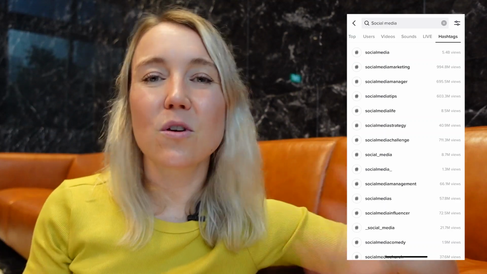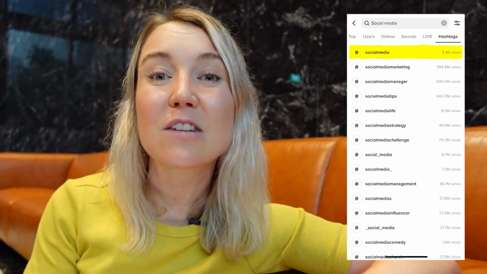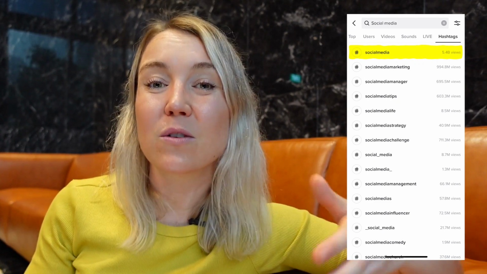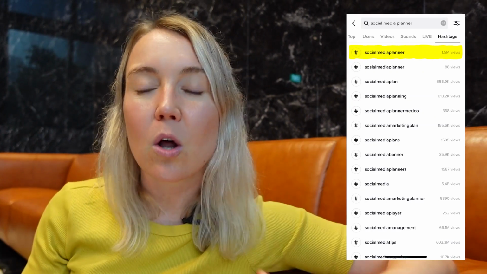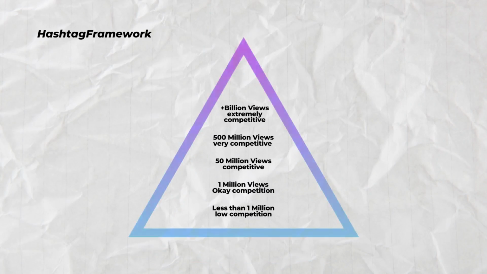Let's take the example of social media. This has billions of views on this TikTok hashtag, so it's a really competitive hashtag on TikTok. Whereas if we look at social media planner, this has a lot less views, so it's a less competitive hashtag on TikTok. This is the TikTok hashtag framework when selecting TikTok hashtags. You can see that hashtags that have over 1 billion views on TikTok are extremely competitive hashtags, whereas hashtags that have less than 1 million views on TikTok, these are less competitive hashtags.